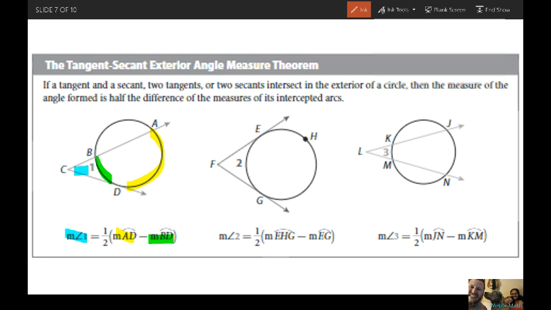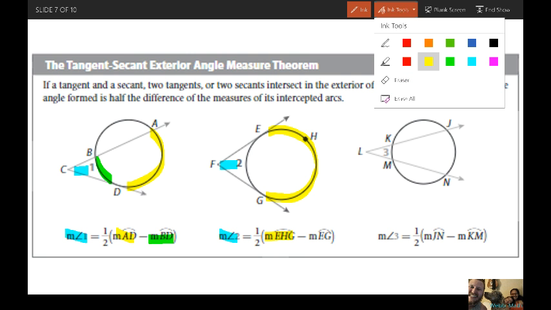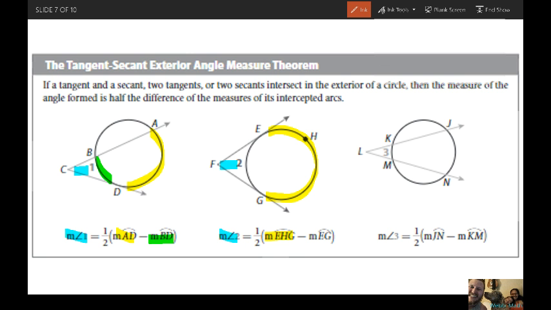All right, let's look at the next one. So your exterior angle, angle 2, equals half of this big, huge major arc, minus your smaller arc. You're like, Mr. Webb, isn't that like the same thing with the secant and the tangent? Well, is it? No, seriously, is it? I'm asking you. So, are they the same?